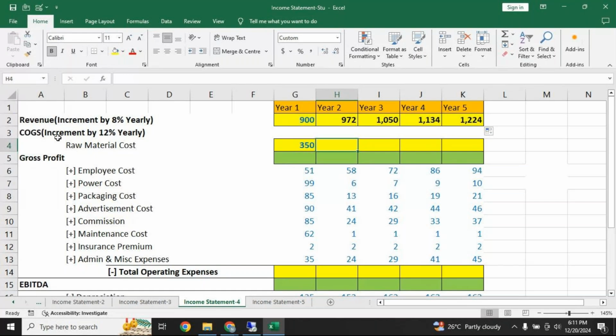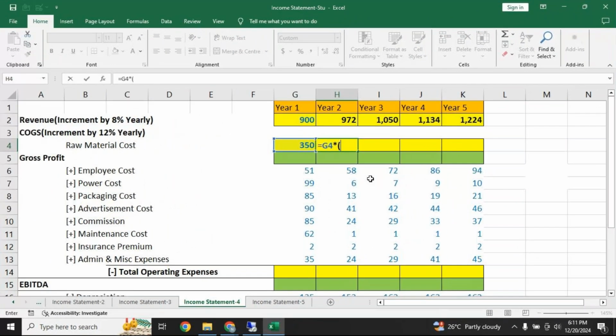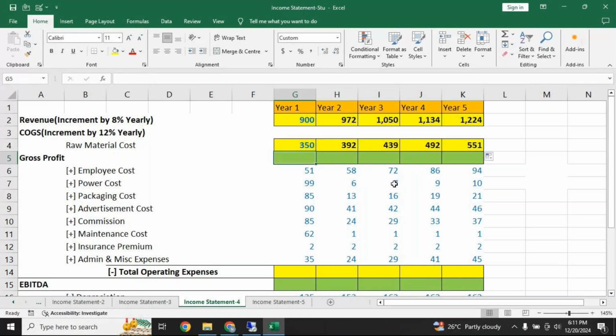Then I have to calculate the COGS, which is cost of goods sold. They are telling increment means increase it by 12% year on year. So I'll take the previous year value into, open the bracket, 1 plus 12%. So I'll come here, apply the fill handle. Now gross profit will be revenue minus COGS.